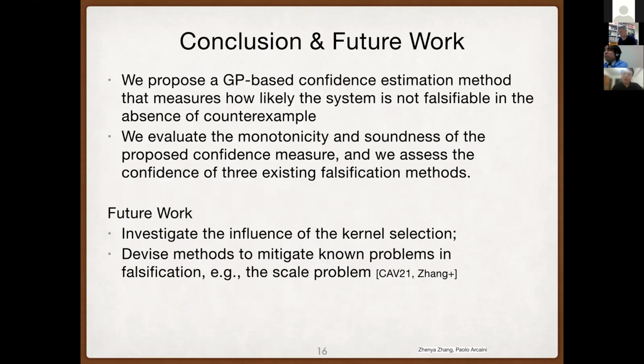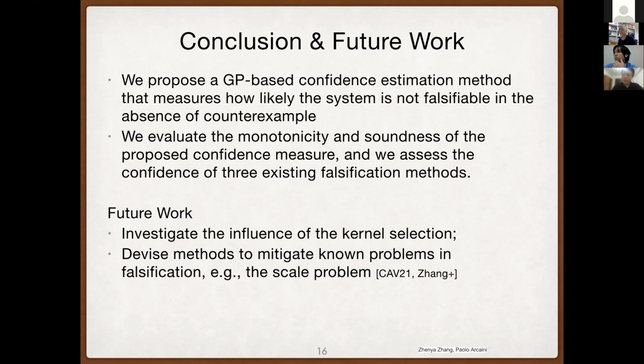So in this work, we propose a GP-based confidence estimation measure that measures how likely the system is not falsifiable in the absence of counterexample. We evaluate the monotonicity and the soundness of the proposed confidence measure, and we assess the confidence of 3 existing falsification methods.